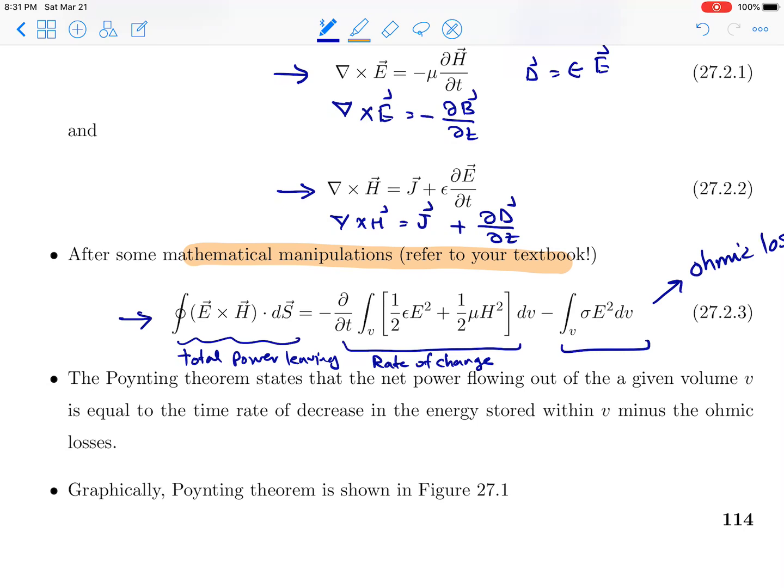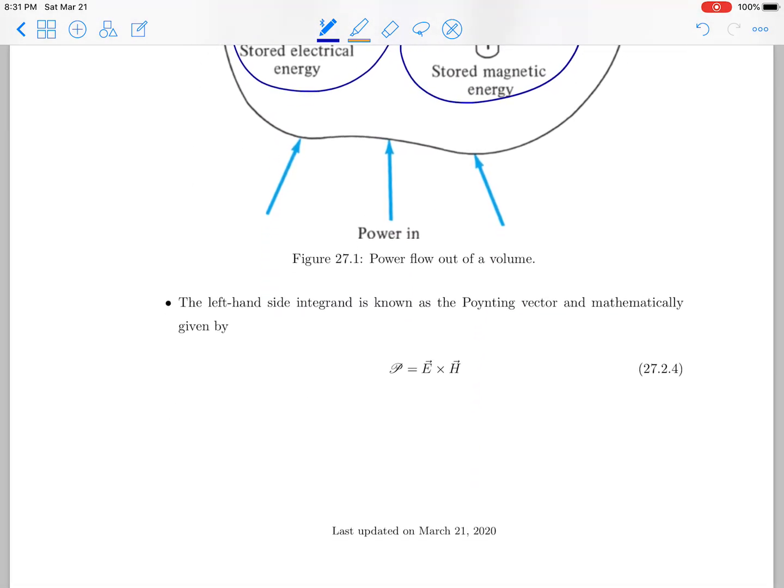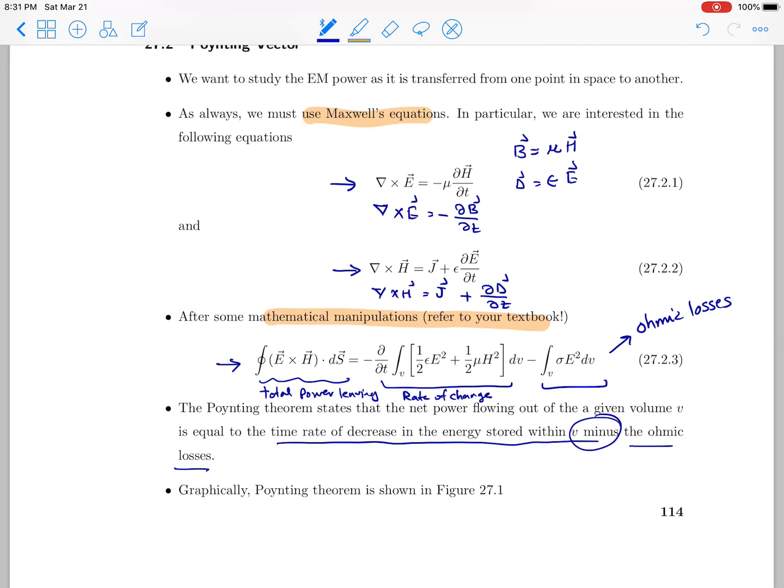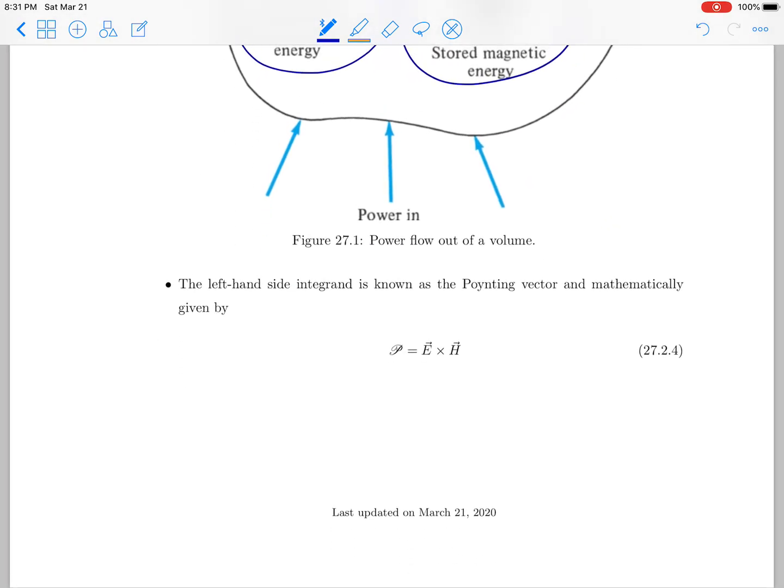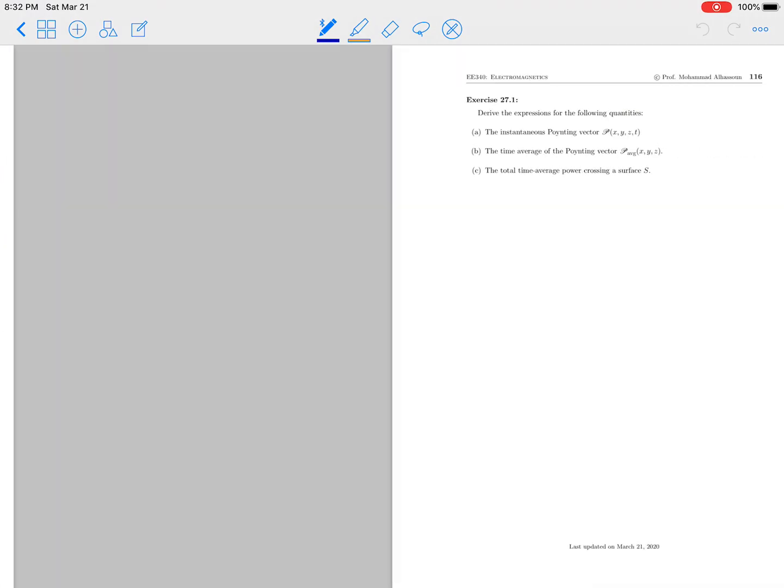So the Poynting theorem states that the net power flowing out of a given volume V is equal to the time rate of decrease in the energy stored within that volume minus the ohmic losses. This integrand is called the Poynting vector. This is a vector, so its direction should be the same as the direction of the flow of the energy. Its direction can be determined using this relation.